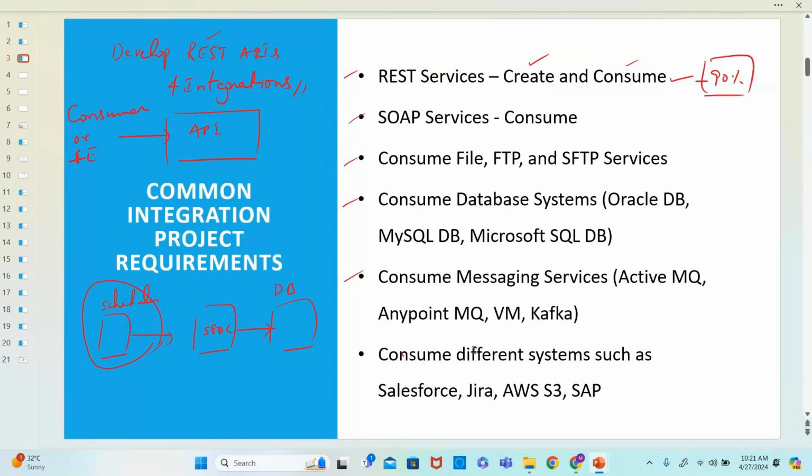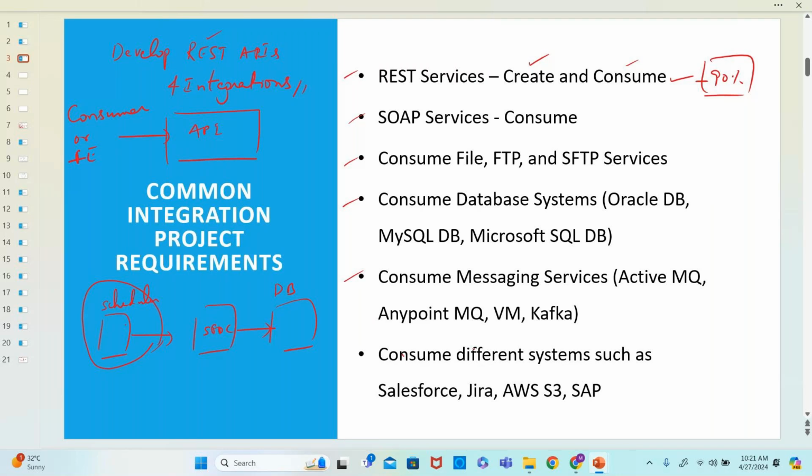Okay. Now, SOAP services, I have written only how much? Consume. I didn't write the create, because SOAP services are followed for all old systems or legacy systems. Exactly. Okay, for that reason most of the people are going for REST services only. Very rare instances they are going for SOAP services.